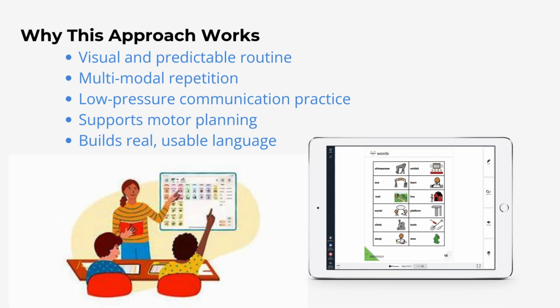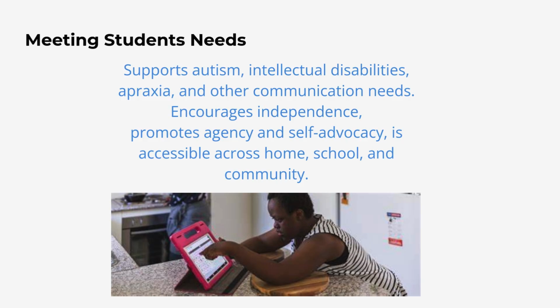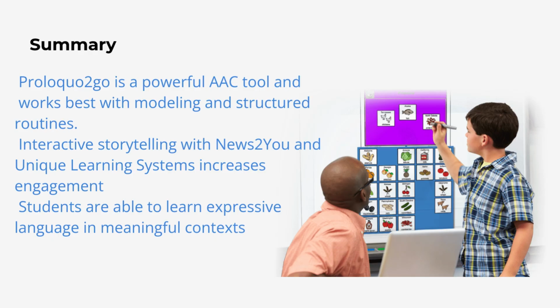Proloquo is an AAC application designed to support communication for non-speaking and emerging speakers. The app provides core vocabulary, flexible communication, customization, and consistent motor planning to support expressive language. Limitations exist, however, the benefits are significant when the app is paired with modeling and intentional instruction. Interactive storytelling through News2You and unique learning systems enhances engagement and gives students a meaningful way to practice communication. The combination of Proloquo, visuals, routines, and hands-on participation helps students develop real language skills they can use across the entire school day. And here are my sources.